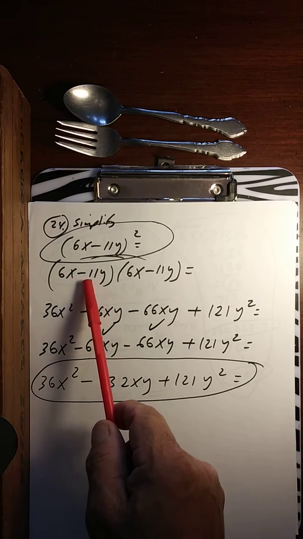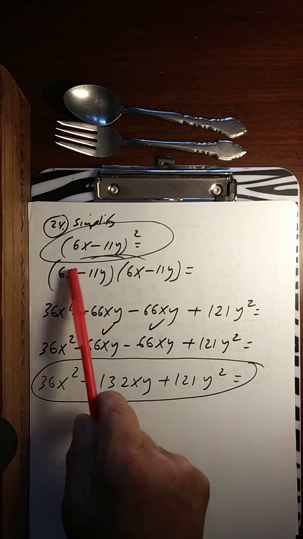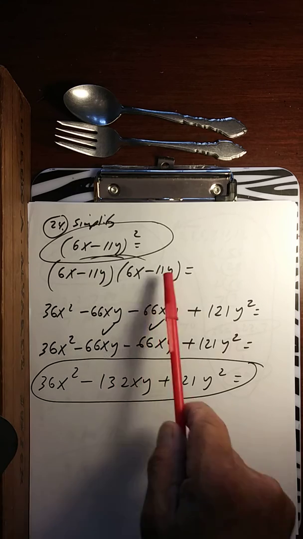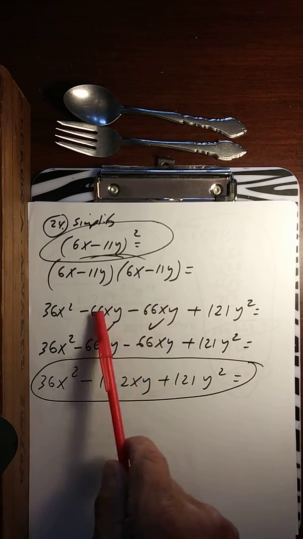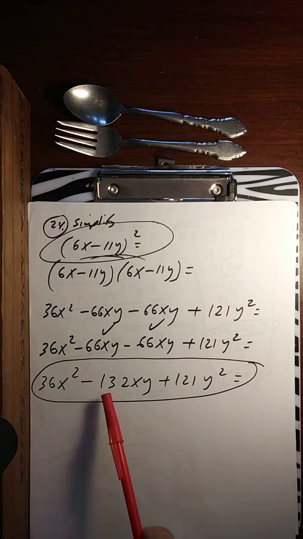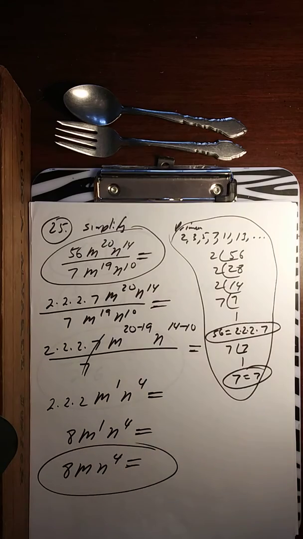6x minus 11y, 6x minus 11y, do it twice. So that times that is 36x squared. Minus 66xy, minus 66xy, positive 121y squared. So these are negative and negative, add them up. 36x squared and this together is going to give you 36x squared minus 132xy plus 121y squared.